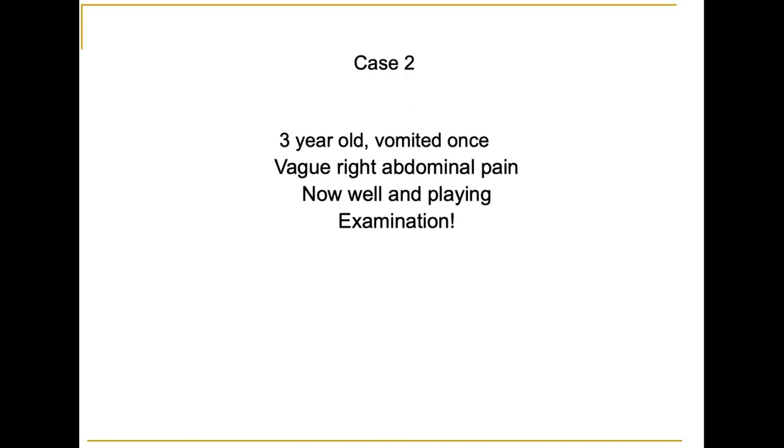Case two is a 3-year-old who has vomited and had some vague right-sided abdominal pain, but after she vomited, she now feels well and is playing about. You have examined her, and there's some vague tenderness with very vague guarding on the right side.